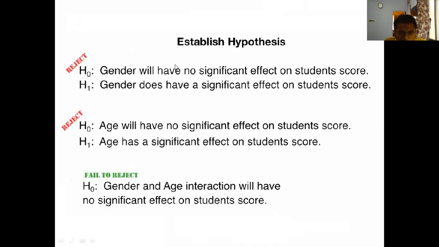So in the first case, you reject the null hypothesis. In the second case, you also reject the null hypothesis. But in the third hypothesis case, you fail to reject the null hypothesis. This is all about two-way ANOVA.